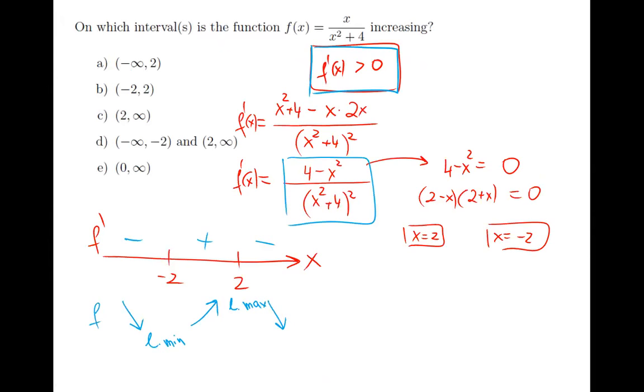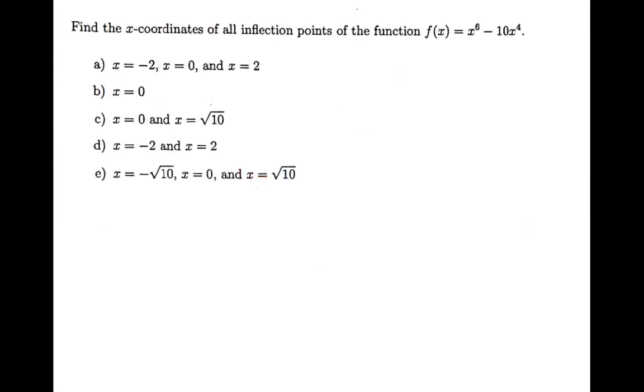The function is increasing when the first derivative is positive. It's from negative 2 to 2. And we never include the endpoints. Again, I'm talking about the previous discussion: we never include the endpoints because the function is at rest at that point. Okay, we're good with this one.